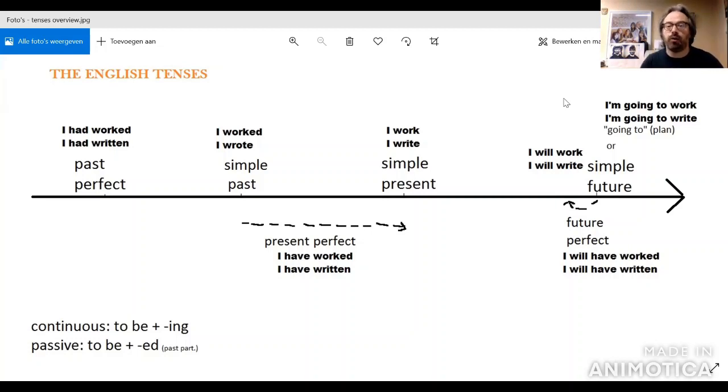Well, we're going to continue in a second, but first I just wanted to show you what I was talking about. The timeline, like you see it right now in front of you, you have on the left, I had worked, and then you have I worked.